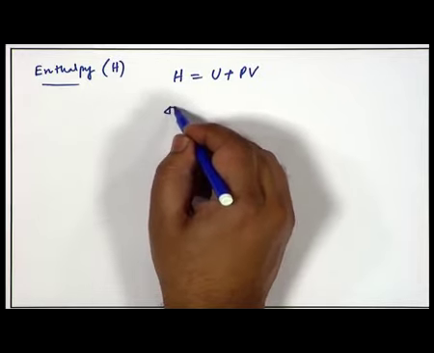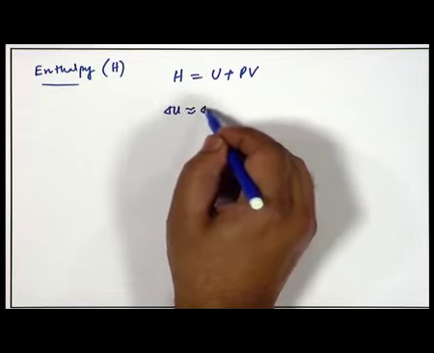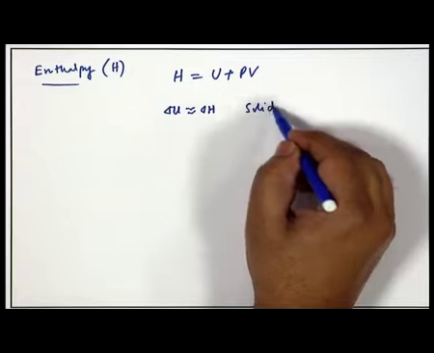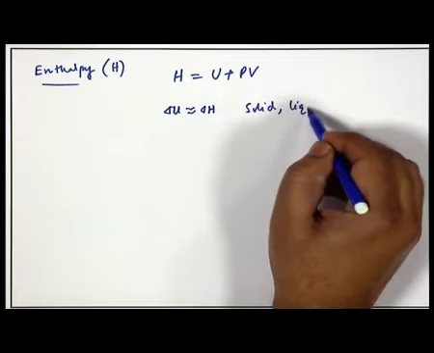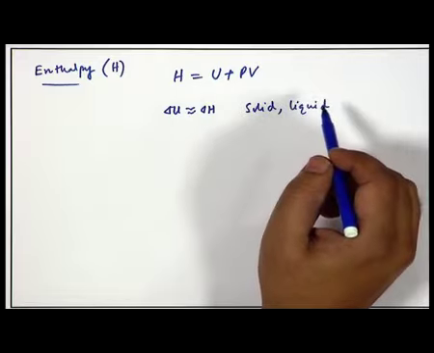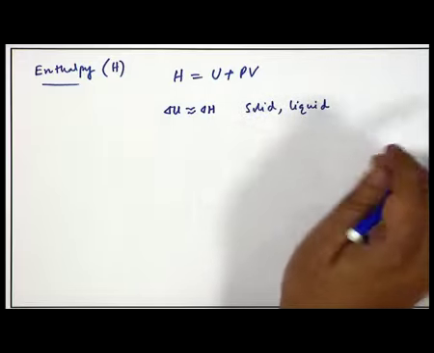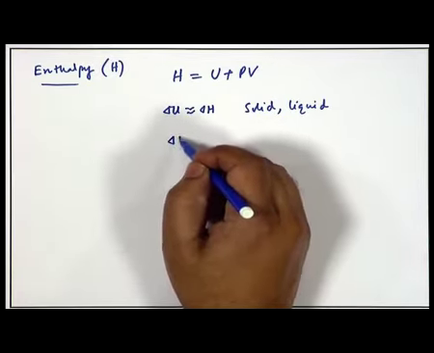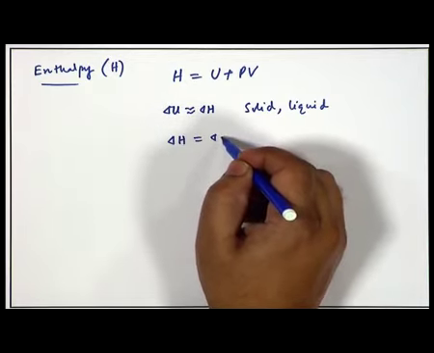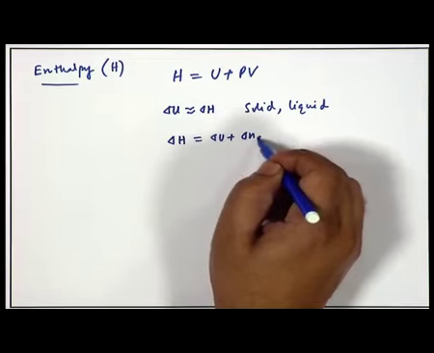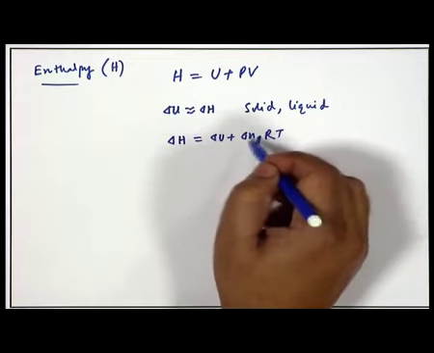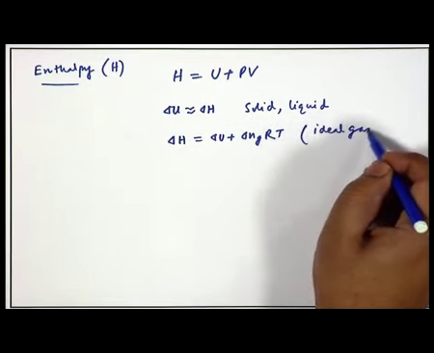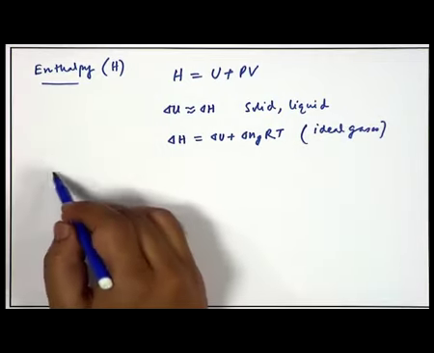We also have seen that del U is almost the same as del H for solid and liquid. In this case, we are ignoring the volume change in a process for solid and liquid. But for ideal gas, we have seen that del H is del U plus del n_g R T, where del n_g is the change in number of moles of gas. This is for ideal gases.